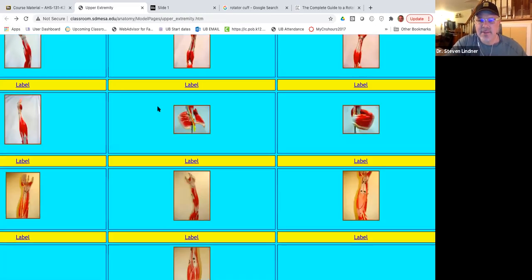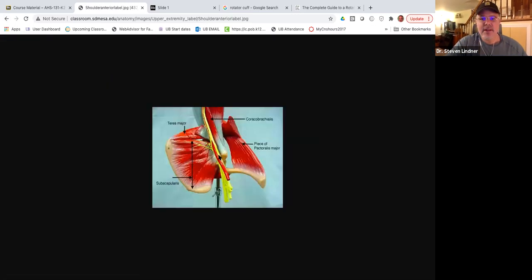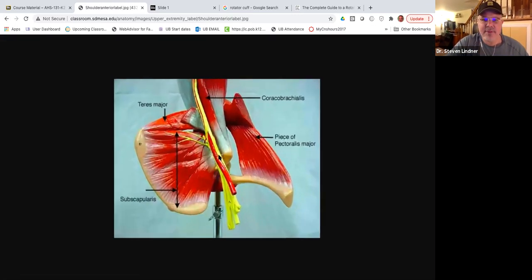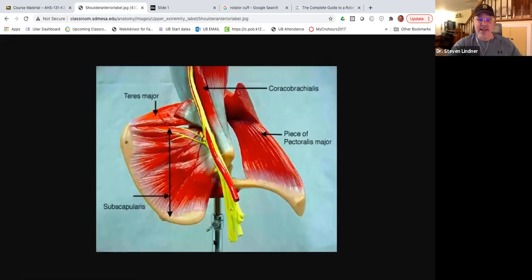So let's take a look at that one. So we did that. Let's look at here. Now we're looking at the scapula and the humerus. Remember, it's upside down. It's on a stand. So here's the clavicle. This is the clavicular portion of pec major, because pec major has a sternal division and it has a clavicular division.